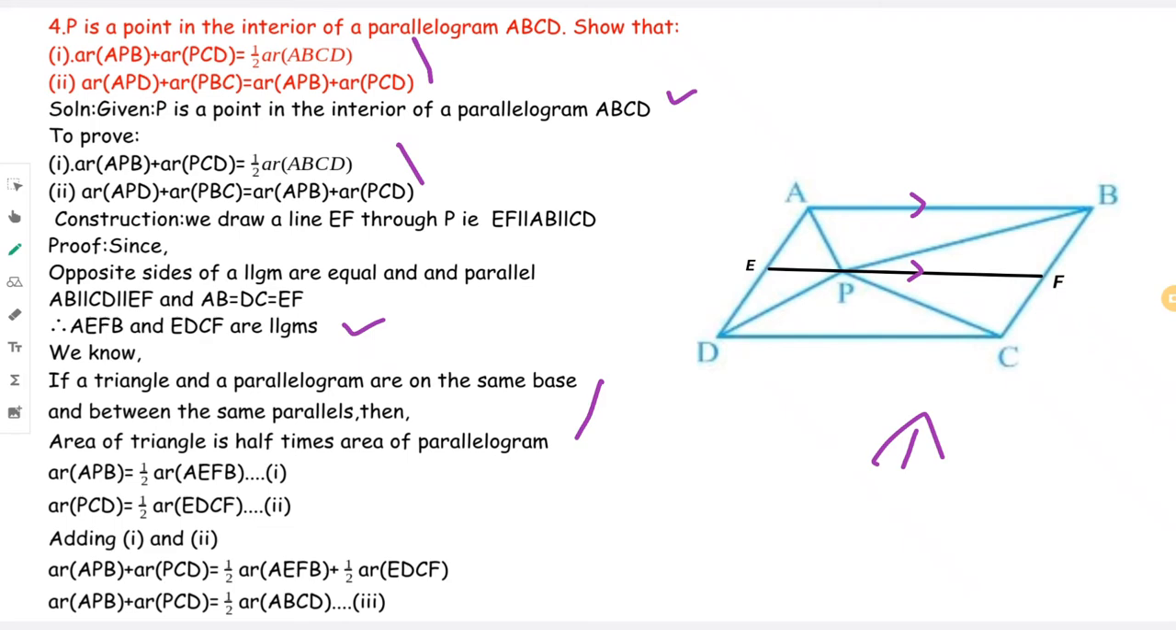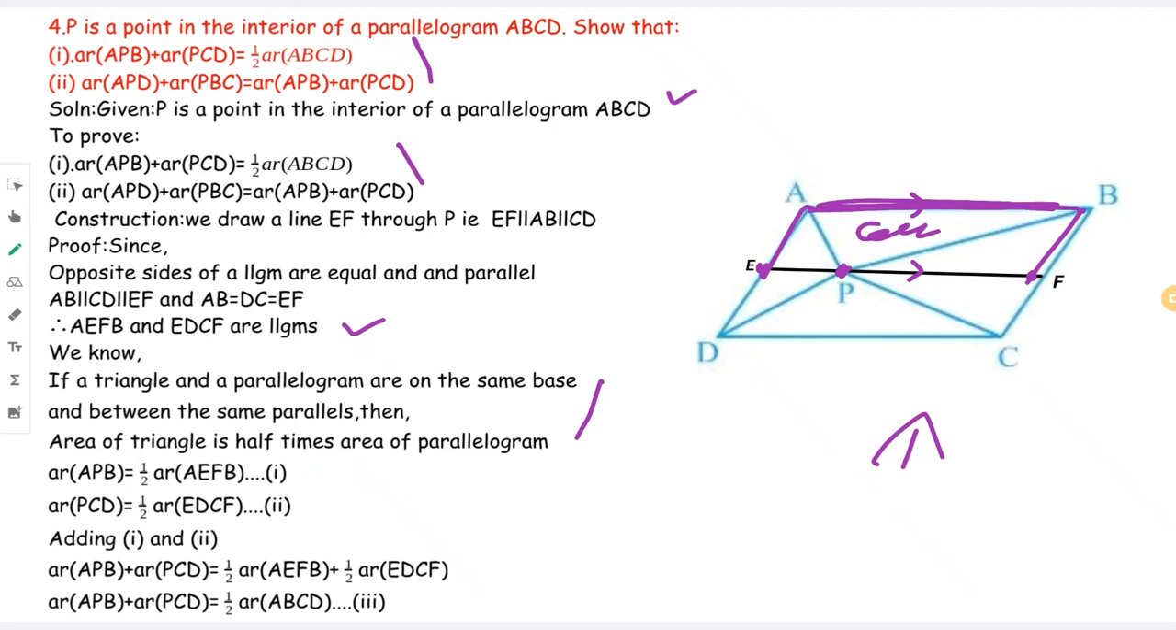So the first triangle that we'll be taking is once again this upper region here. Can you see this triangle here? They share the same base, and also they have the same altitude here, right? Which means area of triangle APB should be equal to half times the area of the parallelogram AEFB.